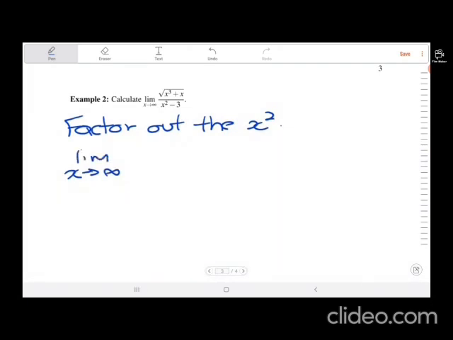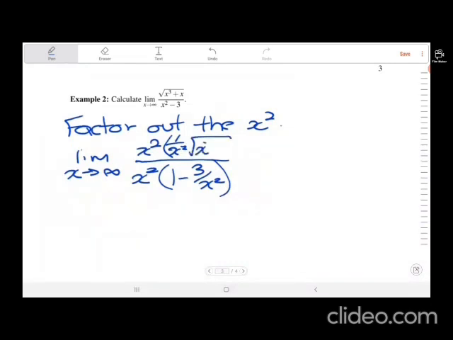And when we do that, well, in the denominator, we get x squared times 1 minus 3 over x squared. In the numerator, what do we have? Well, we'll figure that out. We know we'd like to factor it out, so we'll have to figure out what that actually means. We can still cancel out these x squareds.